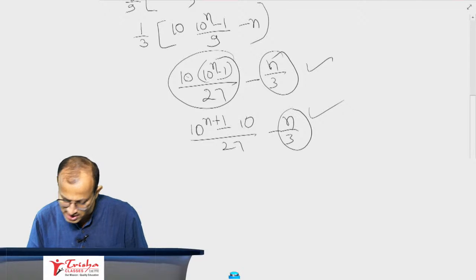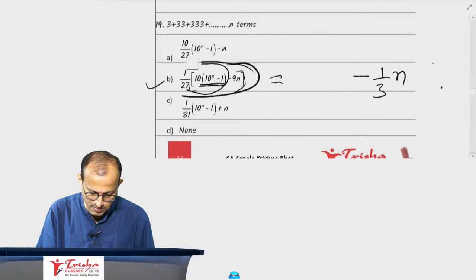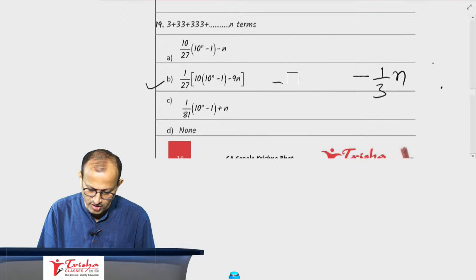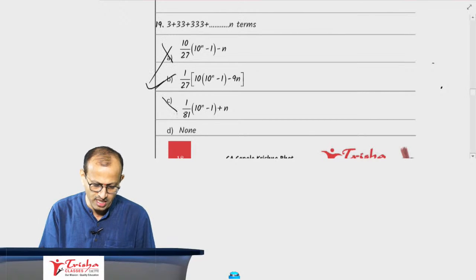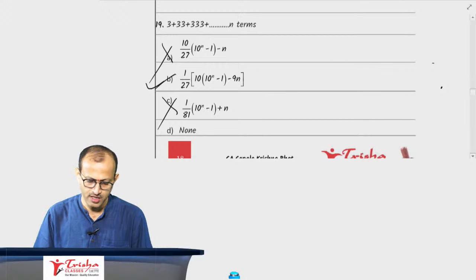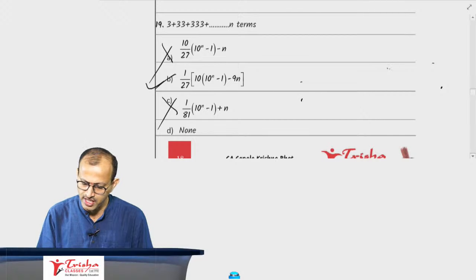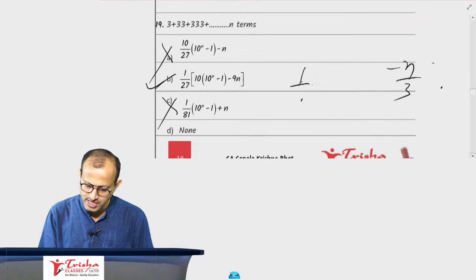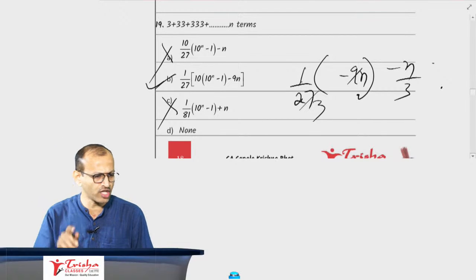Therefore, the right answer is B. Conclude, all of you conclude, the right answer is B. If you simplify what we worked out, we arrive at answer B. Not A, not C. All of you write answer B. Because earlier we worked out as minus n by 3. Here they said 1 by 27 entire into minus 9n. When you simplify, what you get? 9 ones are 9, threes are 27. So minus n by 3 only you get.